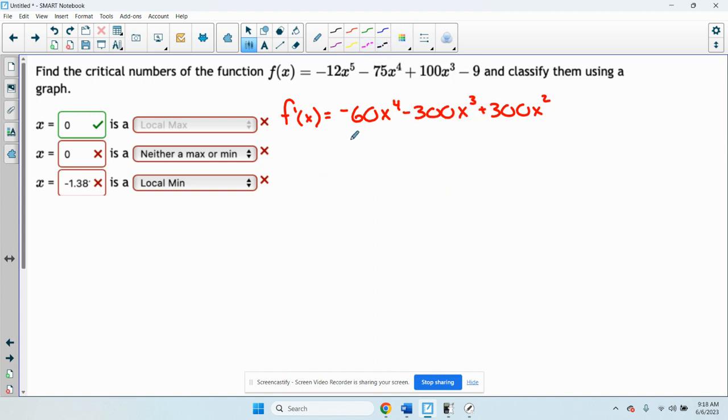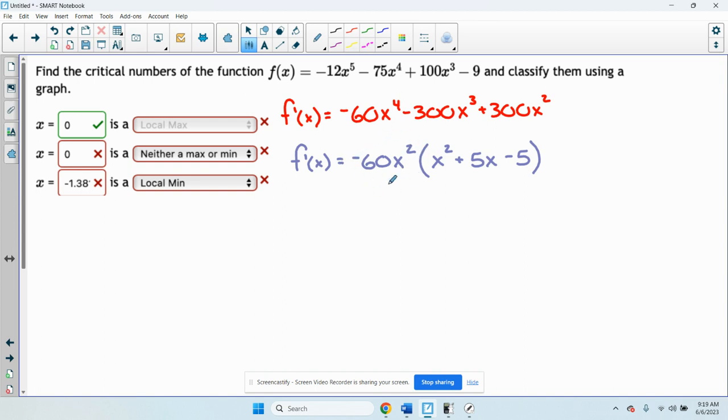Well, I can clean it up significantly by factoring out a negative 60x squared. I'm sorry, I just said x squared, and I wrote x cubed, x squared. I'm left with first term being positive x squared. Next is going to be plus 5x. Negative 60 out of that's going to be negative 5. Okay, so I need to figure out what makes this thing 0.